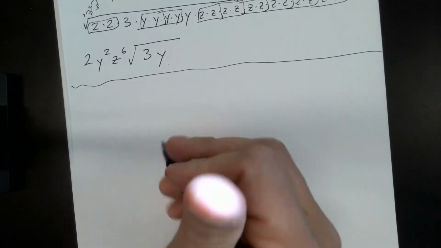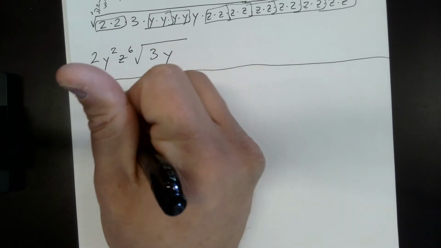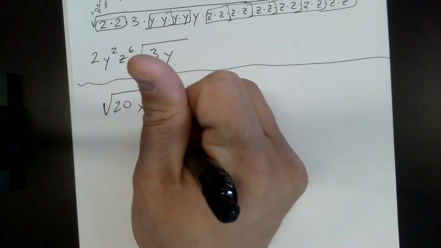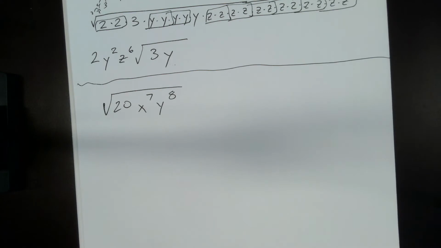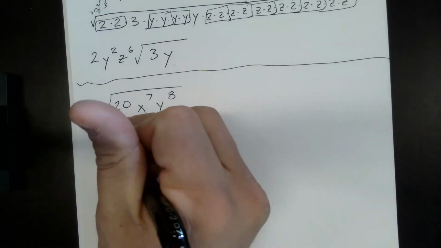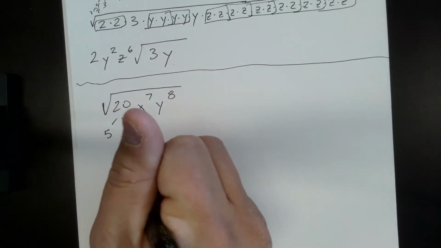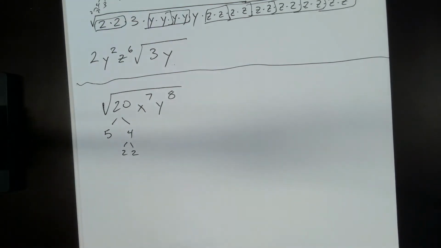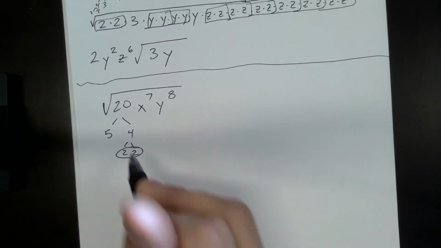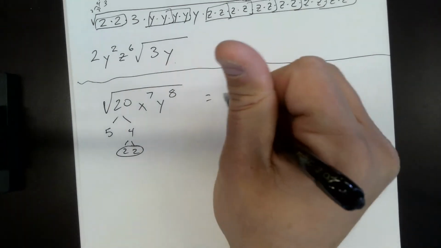Let's say we had the square root of 20 x to the 7th y to the 8th. So like I said, I'm not going to write it out long again. I'm going to show you the shortened abbreviated version. So 20 goes down to 5 and 4 and 2 and 2. Do we have a pair? Pair of 2's, right? So we're going to bring out a 2. So I'm going to do it right here.